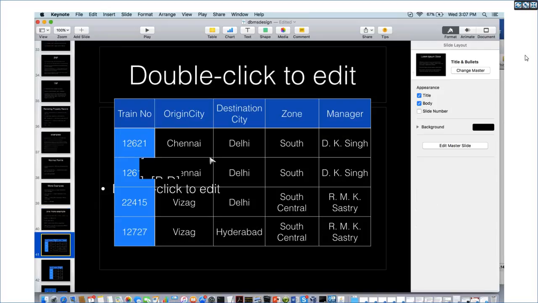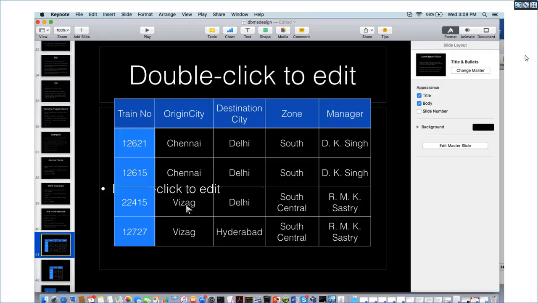Again, Chennai Delhi. It is South, and the manager is also DK Singh. Okay. Now this is Vizag Delhi. I think this is the Andhra Pradesh Express, the new Andhra Pradesh Express. South Central and some name I had put. These names are fictitious names. They are not the real names.